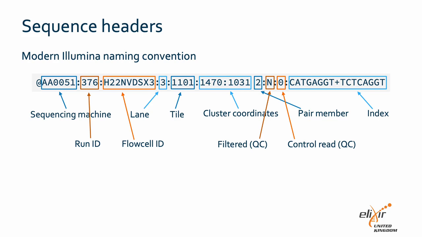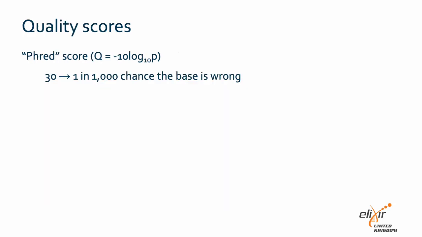In this case, an N means the read did not fail QC, and a 0 indicates this was not a control read. Certain sequencing machines never use control reads. Headers can also include other information, like an accession number if it comes from a public database, or the read length.